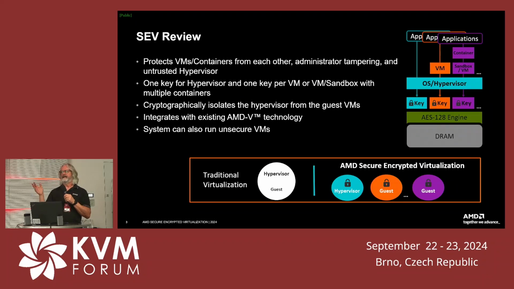SEV, and Paulo talked about this a little bit this morning already. It's a way of having a guest protect itself from the hypervisor and from other VMs on the system through cryptographic means. So every guest gets a unique ASID, or address space identifier, which gives them a unique encryption key, and we encrypt the memory with that key.